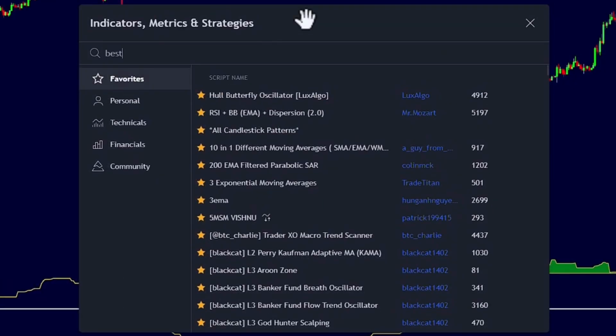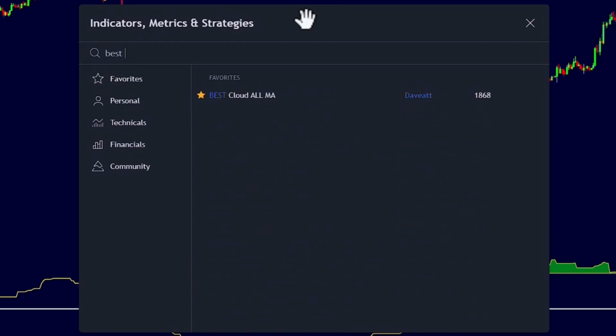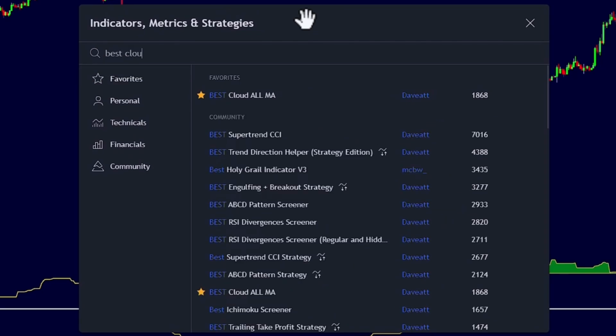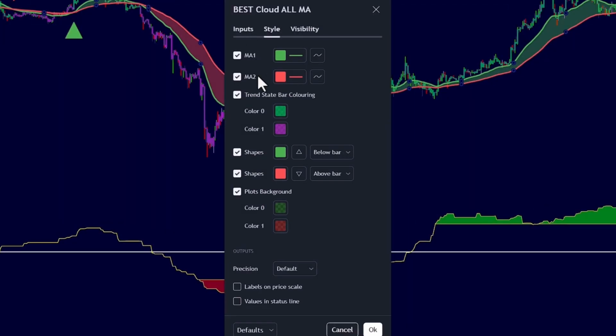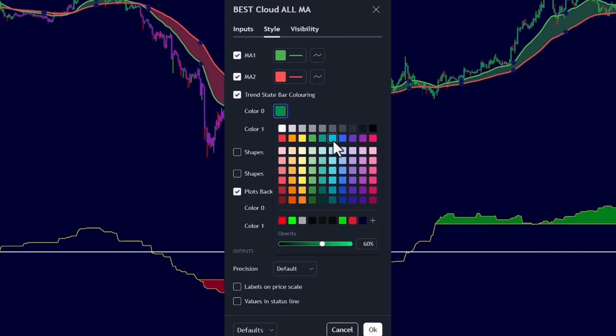This powerful tool can be easily added to your chart from the indicator section at the top of the TradingView platform. Now that we've added the best cloud indicator to the chart, we need to optimize its parameters to ensure you get the most out of it. Follow along closely as I guide you through the process.